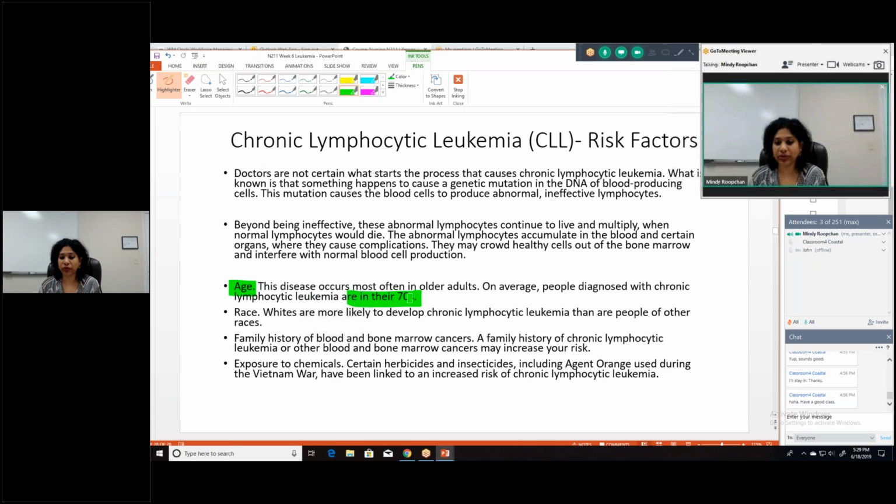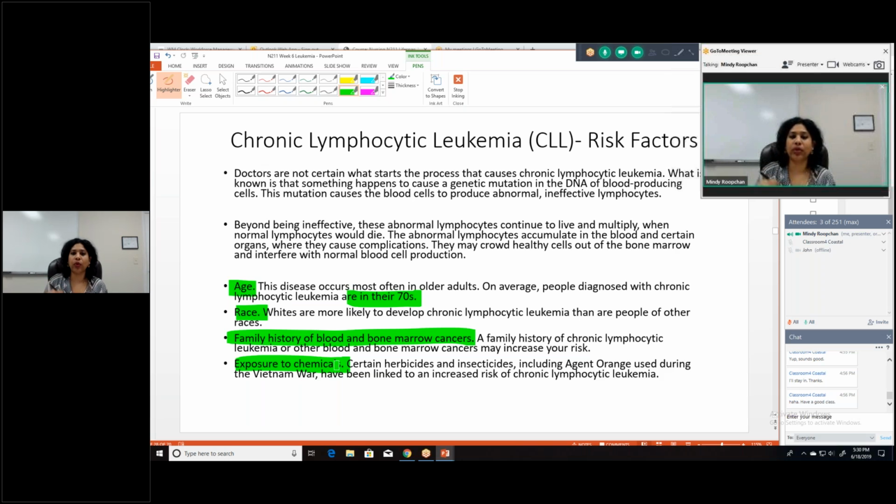So what are the risk factors? Age: over 70, they're at risk. Race: Caucasians are more likely to develop CLL than African Americans. Family history of blood and bone marrow cancer. Family history and hereditary genes are always going to be a risk factor; it's a non-modifiable risk factor. Exposure to chemicals, depending on where the patient works and what they have ever been exposed to, is also a risk factor.